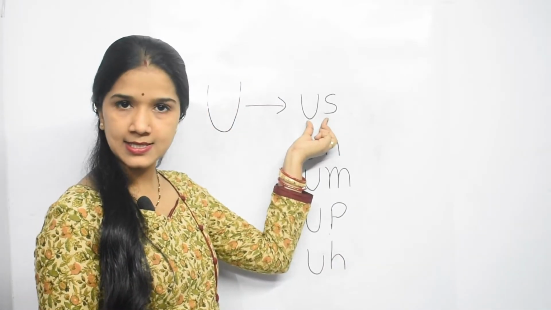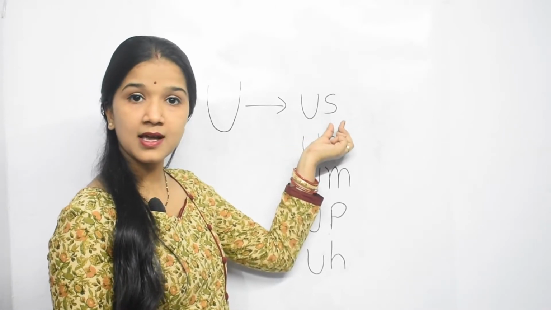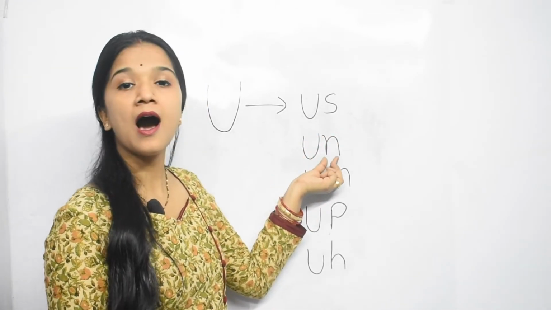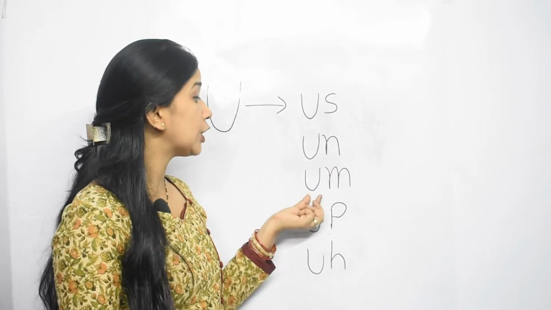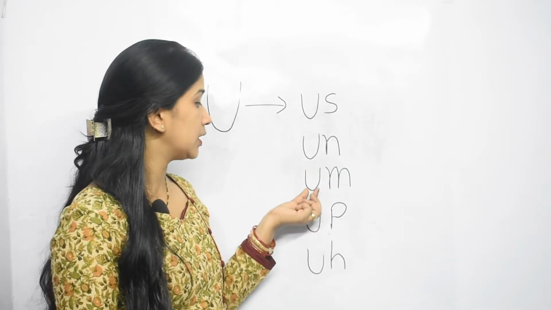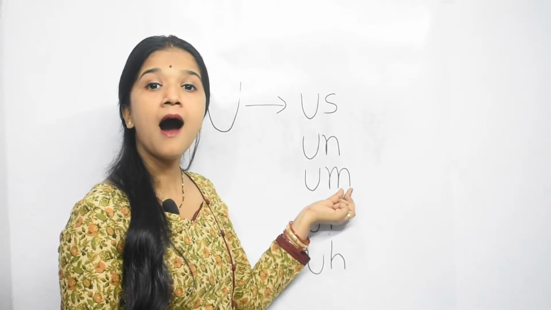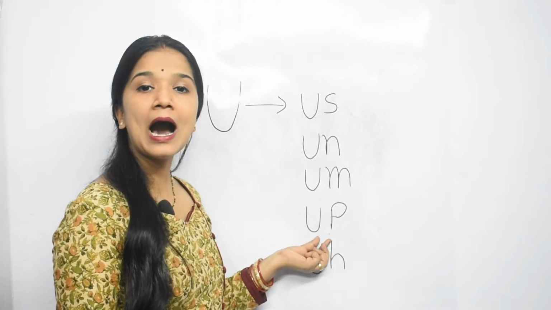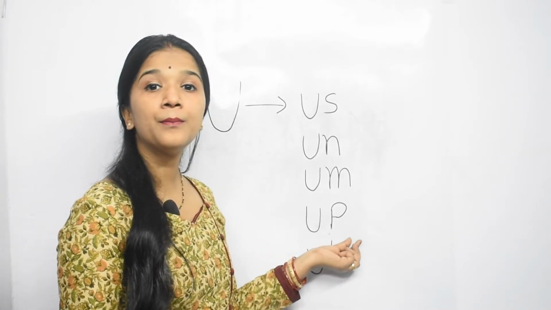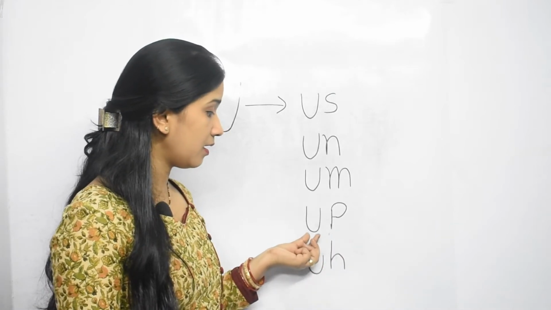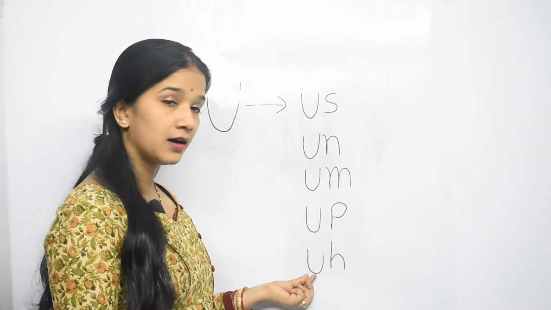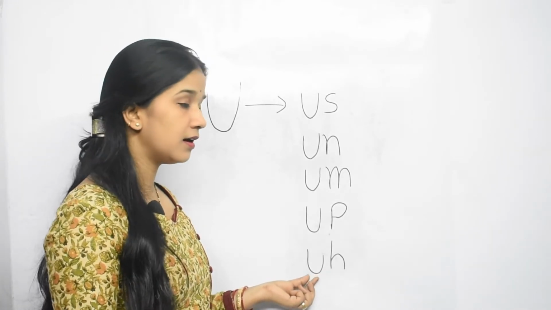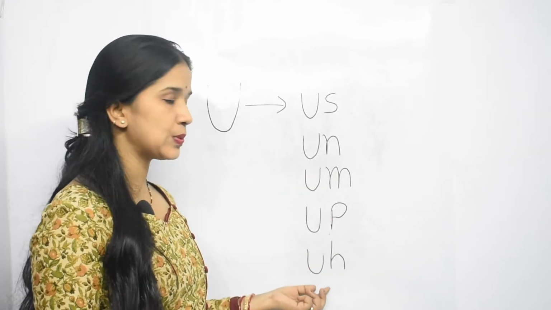U, S, us. A, S, us. U, N, un. A, N, un. U, M, um. A, M, um. U, P, up. A, P, up. U, H, uh. These were the examples of vowel U.